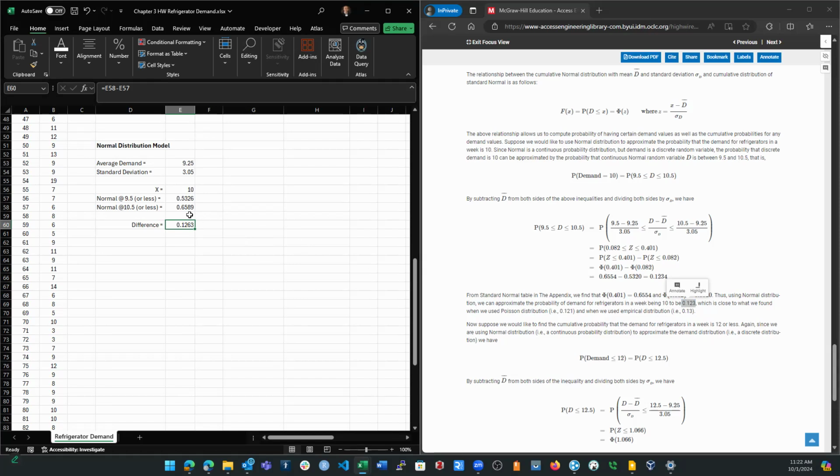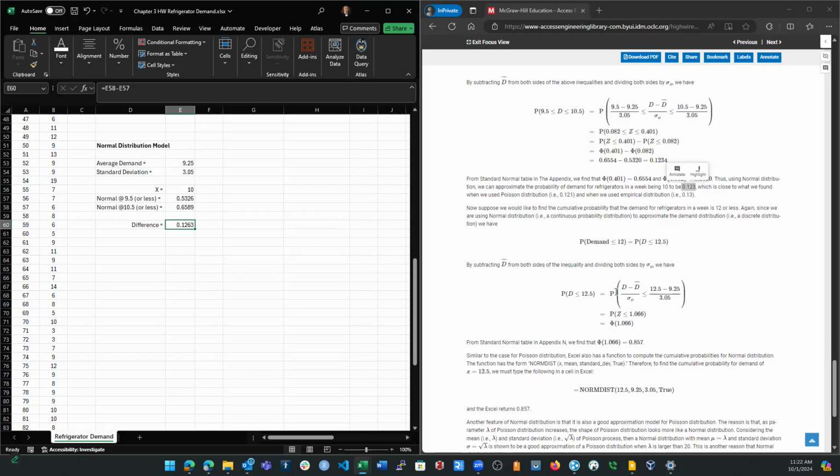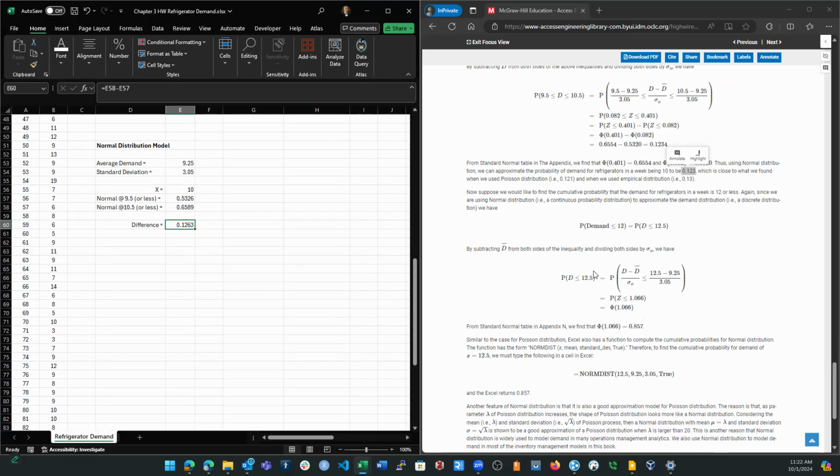And that is the probability of 10 or less. The probability of having a demand of 10 or less for next week using the normal distribution model is 0.1263.